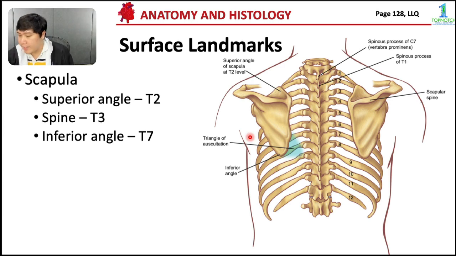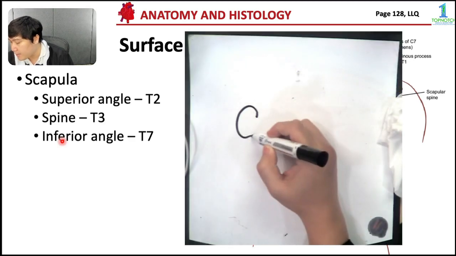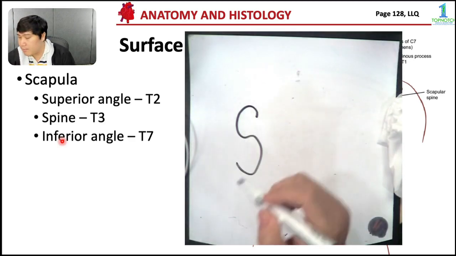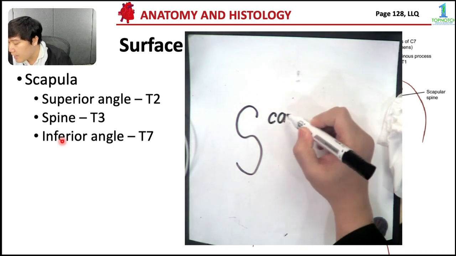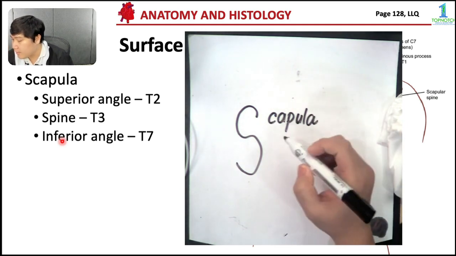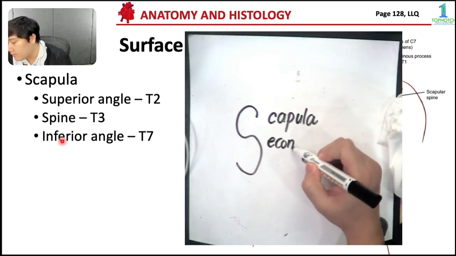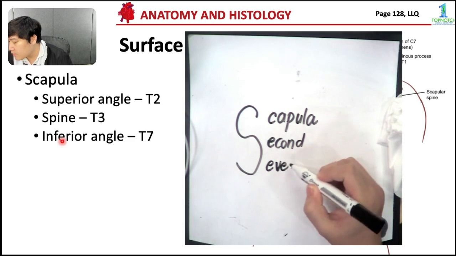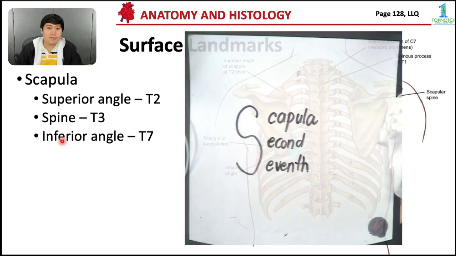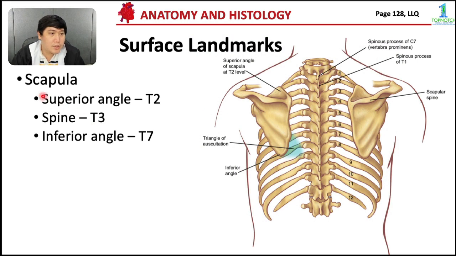Okay, next, your scapula, no? Your scapula, superior angle, it's at the T2. The spine is T3. The inferior is at the level of T7, no? So what's the way again para matandaan? You draw a big letter S, no? Meaning, your scapula starts from the second to the seventh thoracic vertebra. Because your scapula, superior angle is at T2, inferior angle is at T7. Okay?